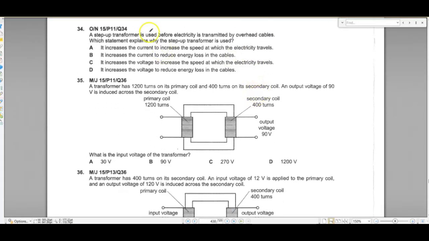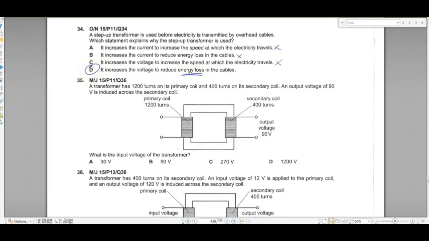Question number 34. A step-up transformer is used before electricity is transferred by overhead cables. Which statement explains why the step-up transformer is used? Okay, let's look at the options first. It increases the current to increase the speed at which the electricity travels. No, this is not the correct option. It increases the current to reduce energy losses in the cable. Okay, but this is not why the step-up transformer is used. It increases the voltage to increase the speed at which electricity travels. No. It increases the voltage to reduce energy losses in the cable. This is the correct option.